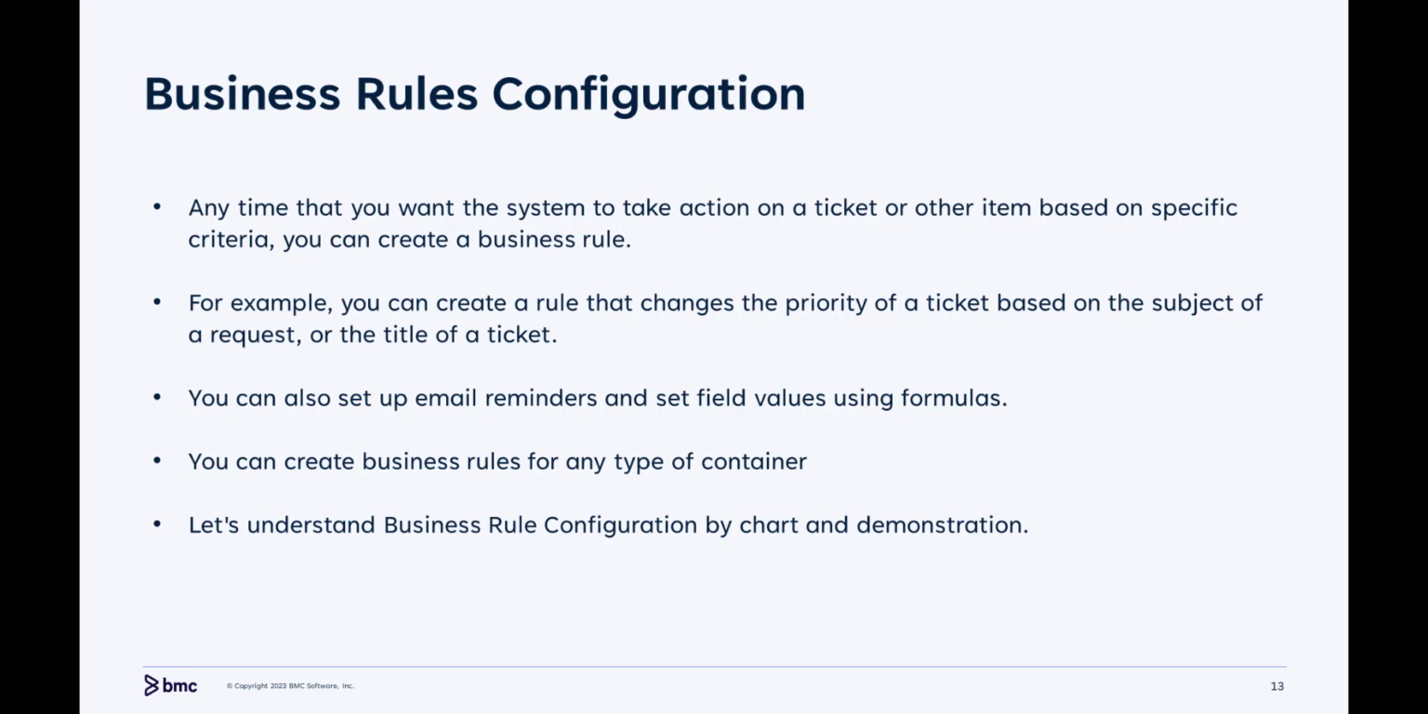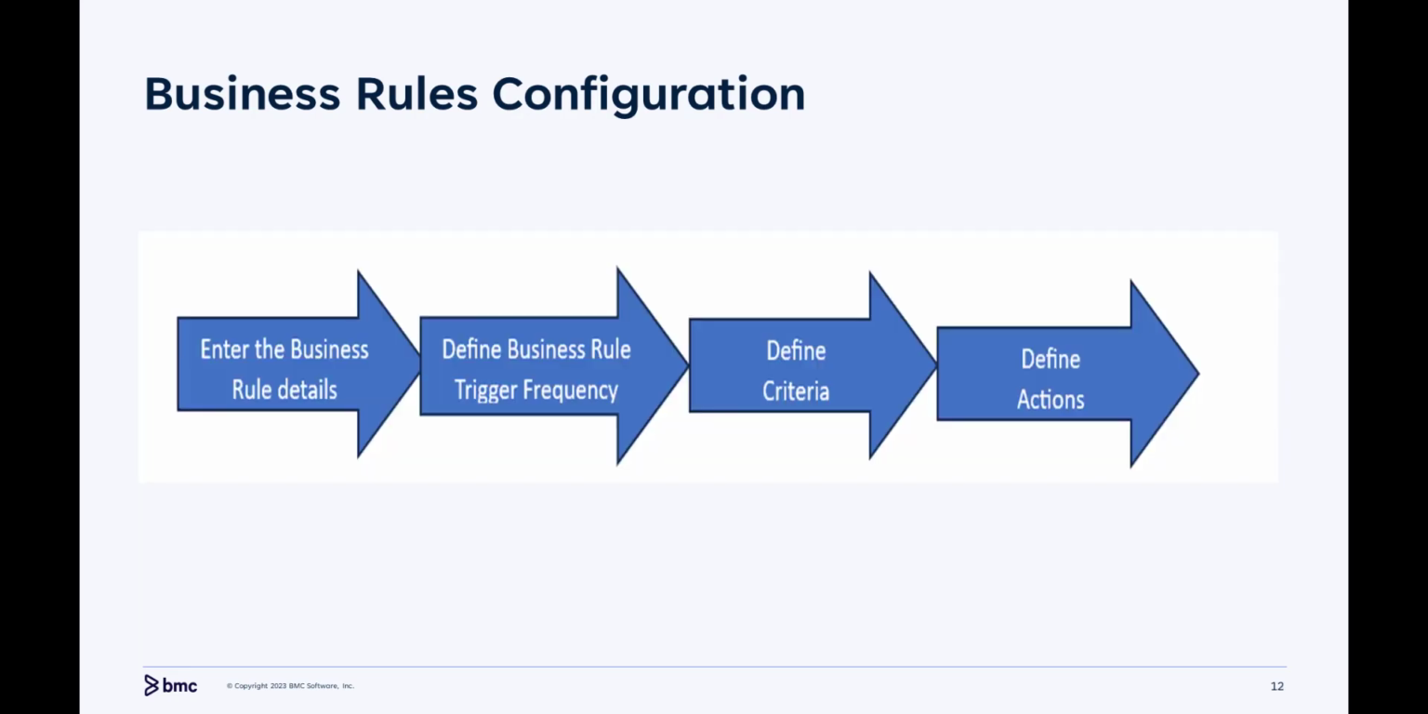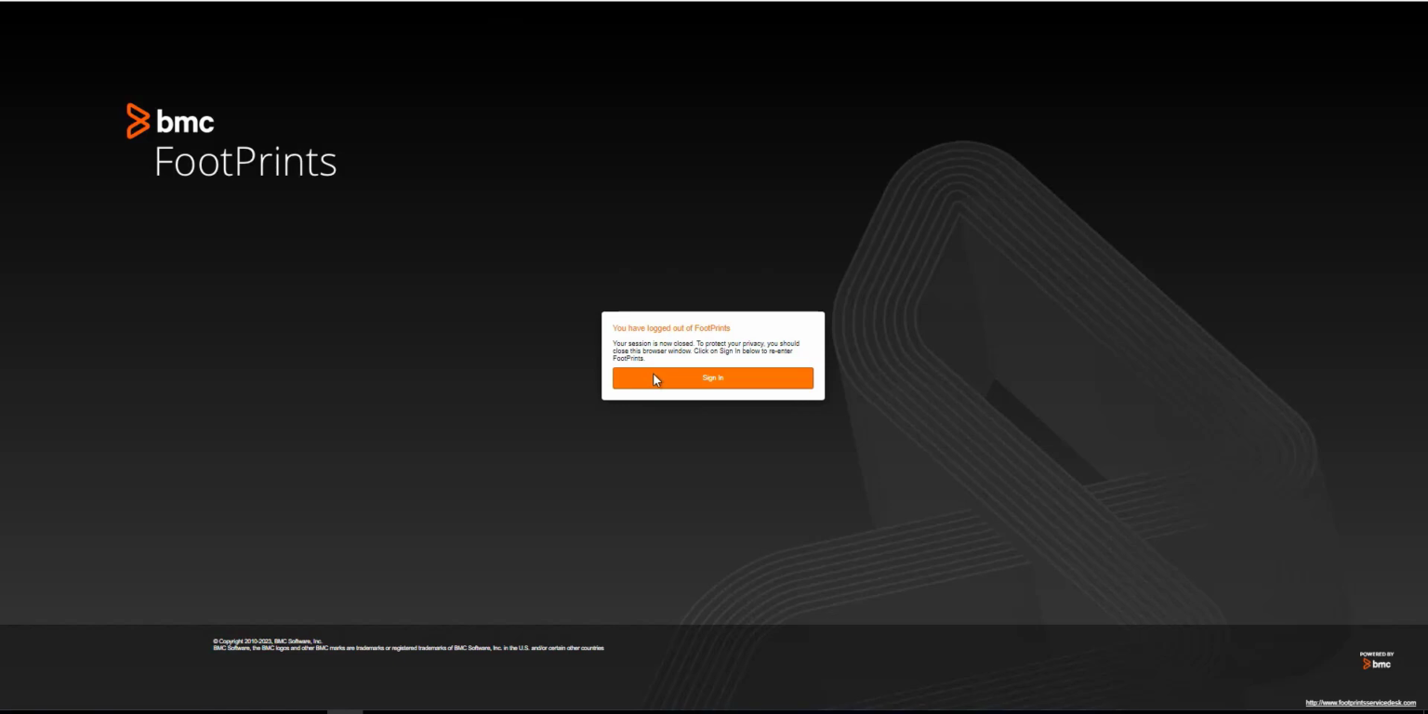Let's understand the business rule configuration by a chart and demonstration. There are multiple stages of the business rule while creating. First, enter the business rule details, followed by the business rule trigger frequency, the criteria and the action of the business rules. Let's understand the business rule configuration with a few examples.